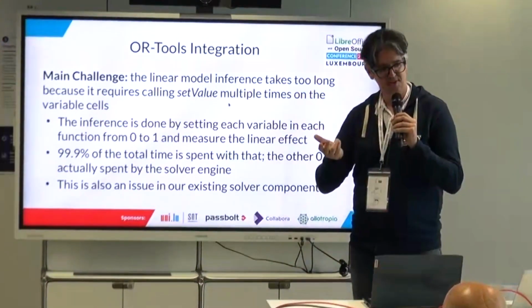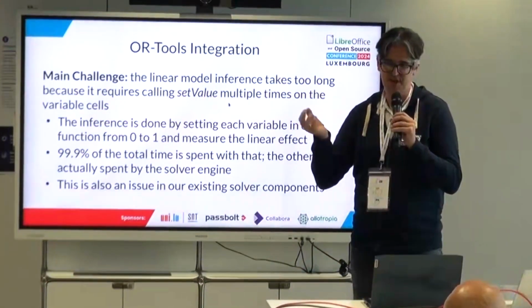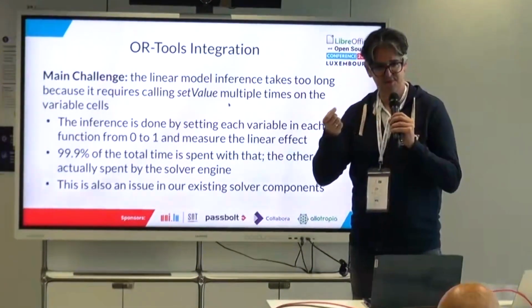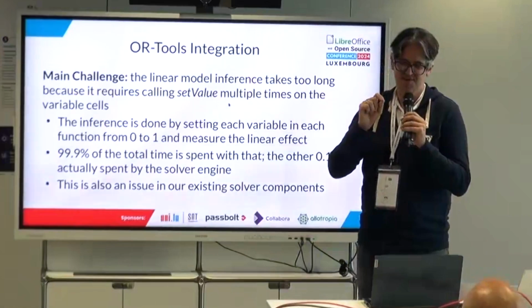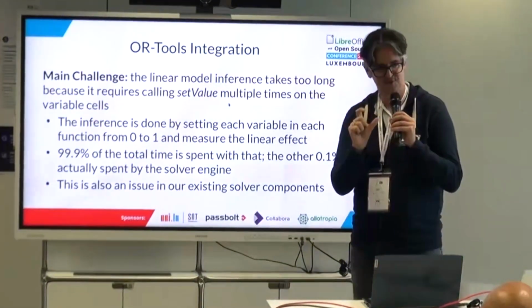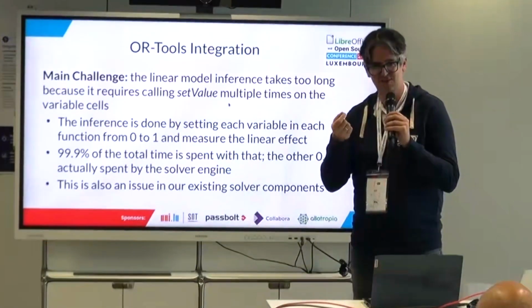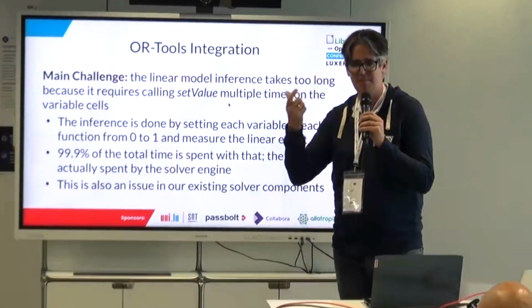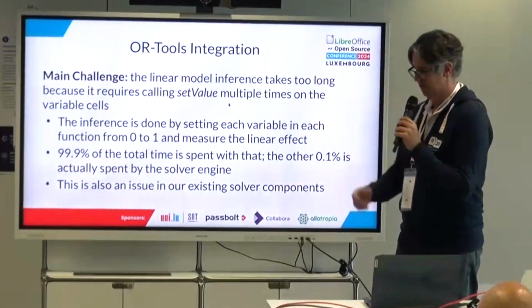And how is it done? It's done in a very simple way. For every variable, for every function, it tests what the value is for 0 and then for 1 and sees the difference, and uses this as the coefficient for the linear function. So it's just testing a lot of zeros and ones and seeing the impact on the function.